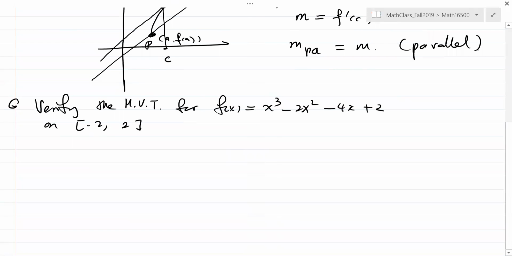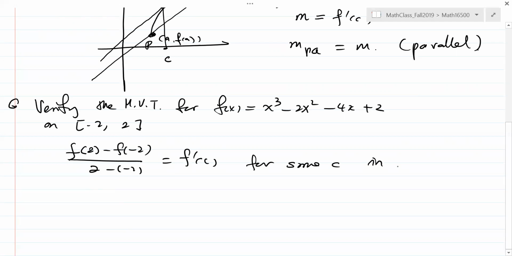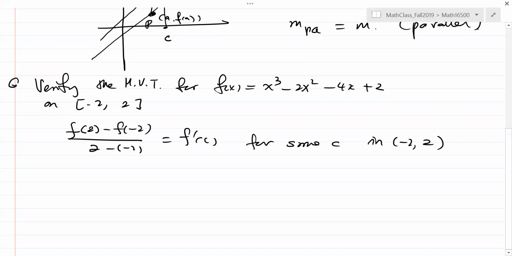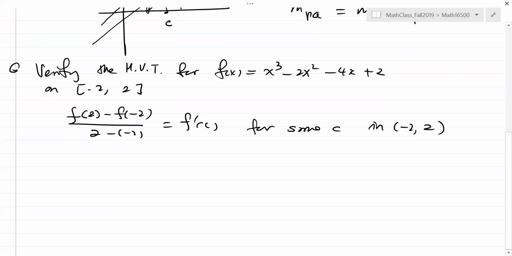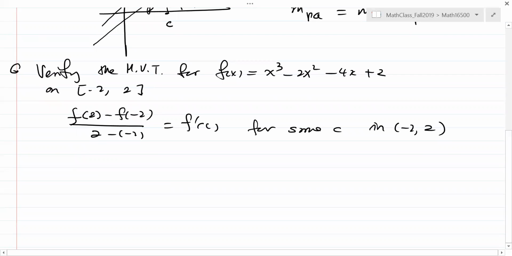What does that mean? To do this type of problem, you have to write down what you have to do. According to the mean value theorem, f of 2 minus f of negative 2 divided by 2 minus negative 2 is going to be the derivative of the function at some c in the interval from negative 2 to positive 2. So you have to verify that there is such a c. Step one, you calculate the left-hand side, then you calculate the derivative, then you find the c, a number in the interval between negative 2 and positive 2, so that the two are equal.